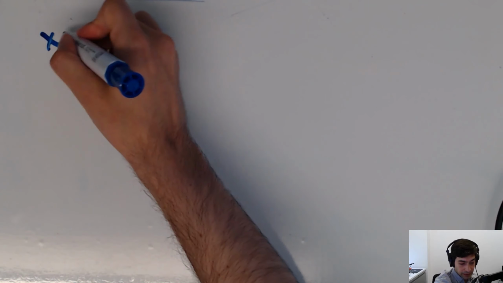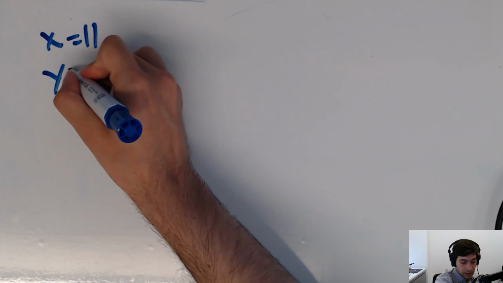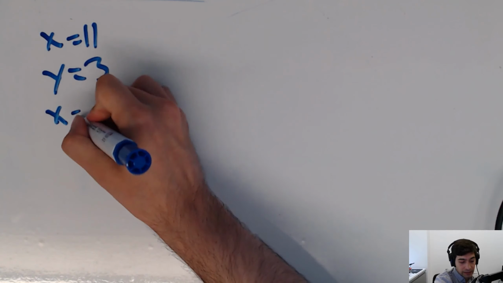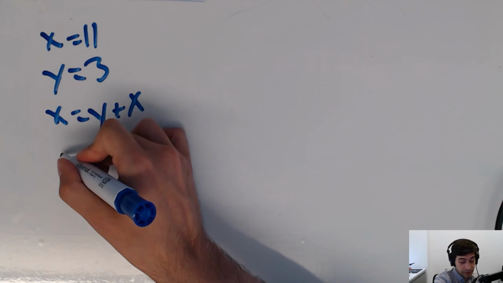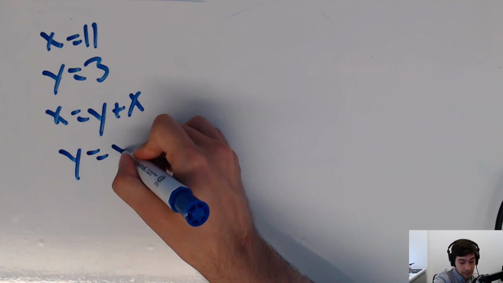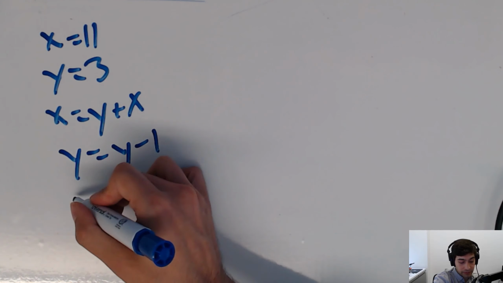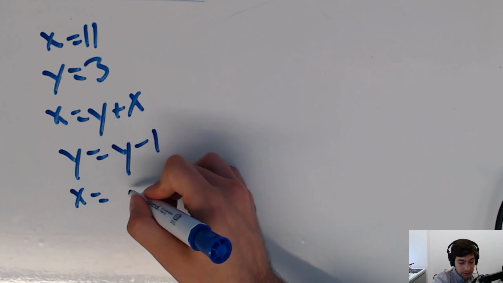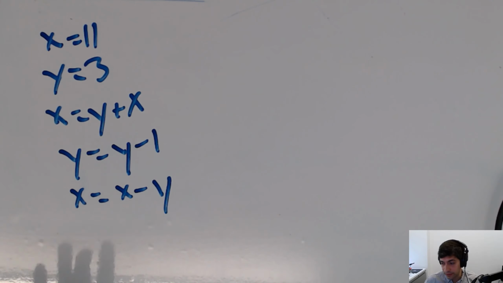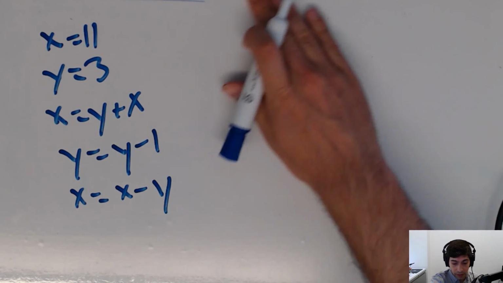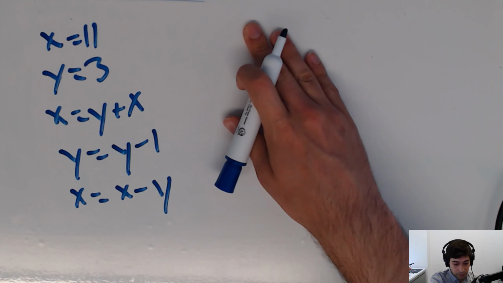Let's write a little bit more complicated program. We're going to write x gets 11, y gets 3, x gets y plus x, y gets y minus 1, x gets x minus y. Okay, so this is the program that we want to run now. I don't know what the value of x will be at the end of this program, so let's test it out. So we're going to just read it like a book.